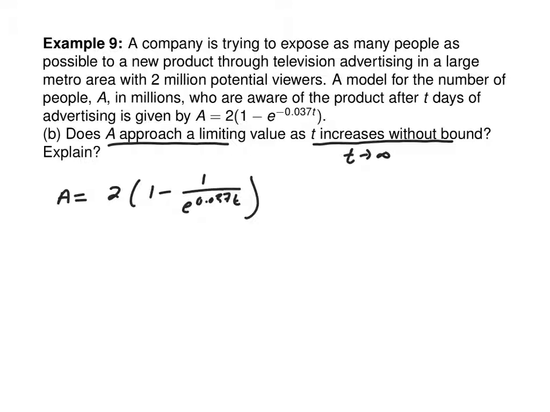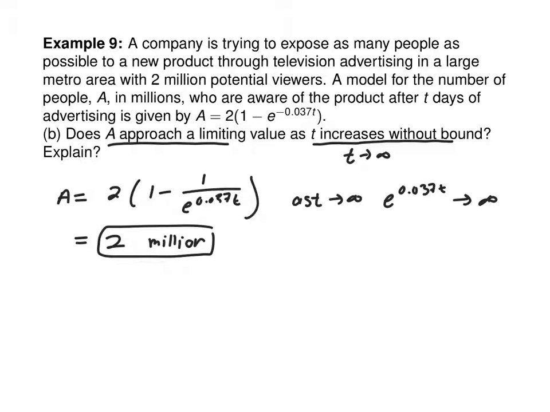So does it make sense that that is the same thing as the first equation you're given? Negative exponents are punished and they're sent to the basement, right? So as t goes to infinity, does it make sense that e to the positive 0.037t also goes to infinity because it's exponential growth? So what will happen to 1 over a big number? It'll go to 0. And 1 minus 0 is 1. So the limiting value is 2 million.